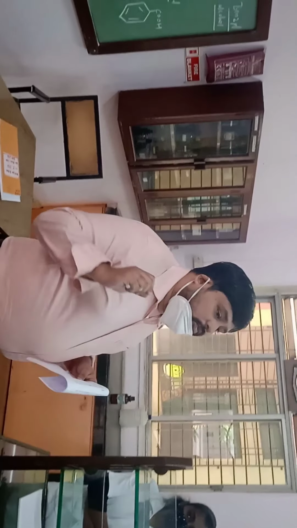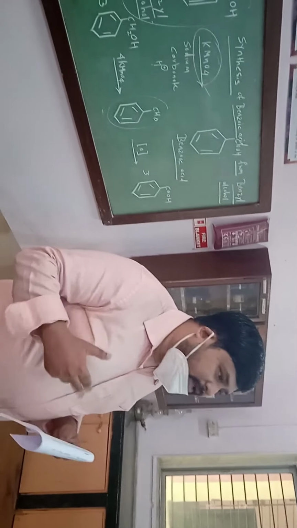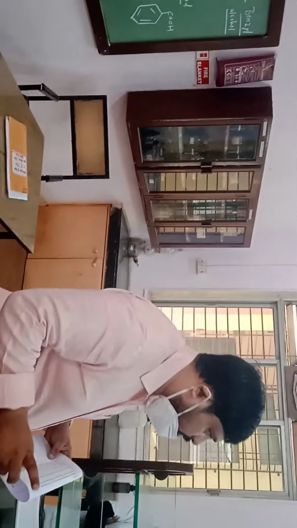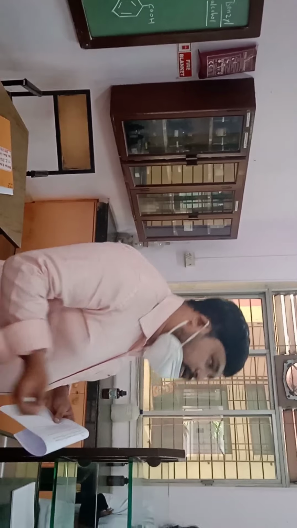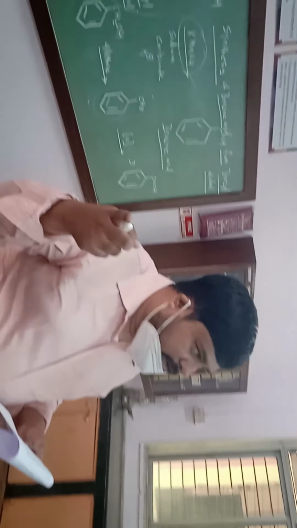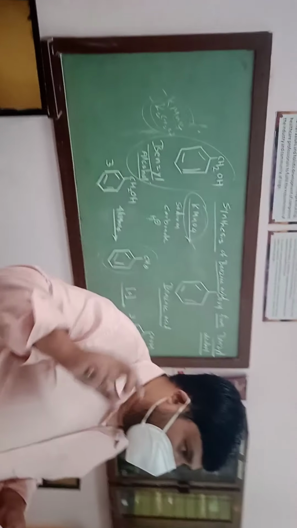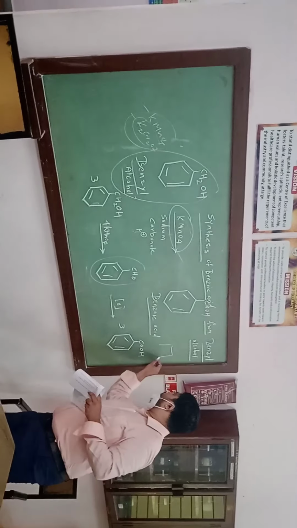Dissolve 6 grams of potassium permanganate in 100 ml distilled water. The first step: dissolve 6 grams of potassium permanganate, KMnO4, in 100 ml distilled water. Now, this is your first step. Pay attention here. We have already prepared a KMnO4 solution. If it is not prepared, then you have to take 6 grams.